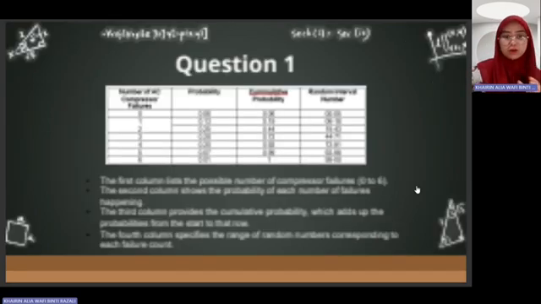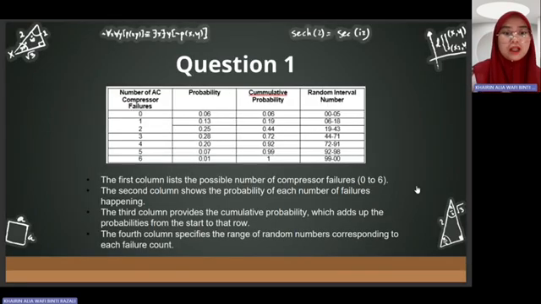So next is question 1. For the first column, which is the number of AC compressor failures, this lists the possible number of compressor failures, which is from 0 to 6. The second column shows the probability of each number of failures. The third column provides the cumulative probability, which adds up the probabilities from the start to that row.